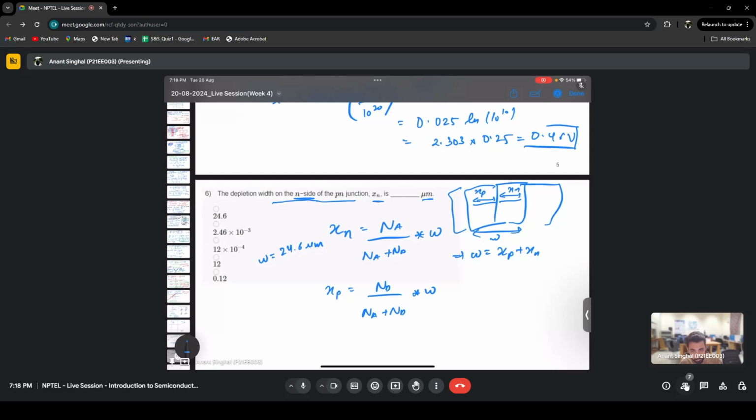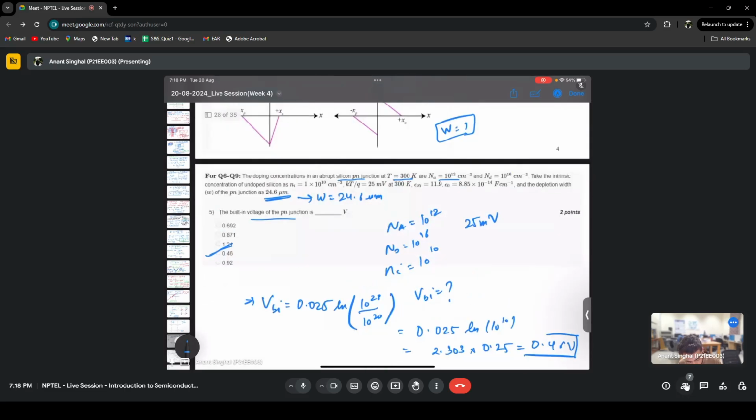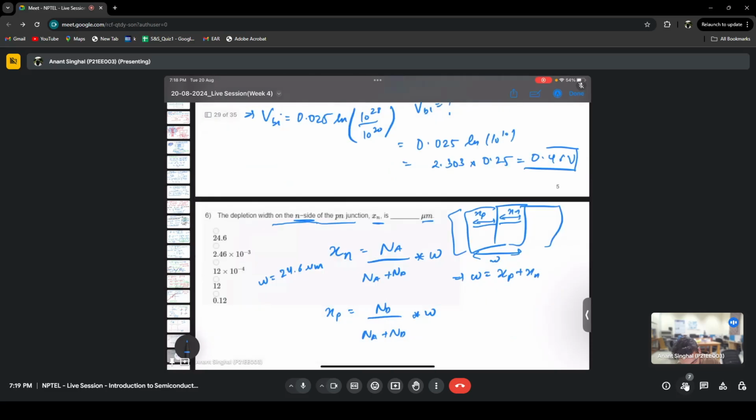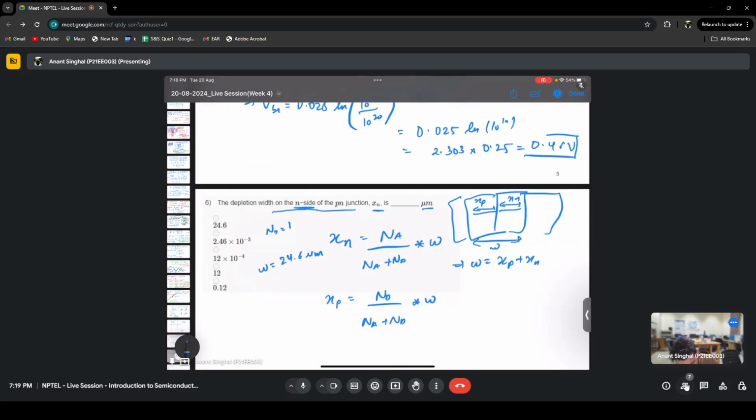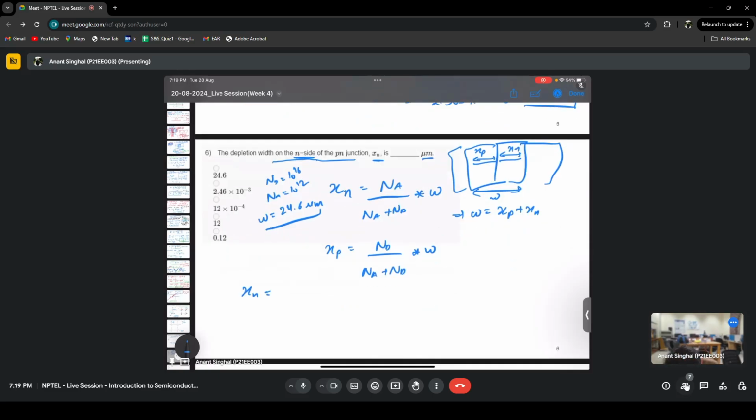The values are the same as in the previous question. Yeah, the question is the same. Nd, okay, I'll write again. Nd was 10 raised to 16, Na was 10 raised to 12. The total width given is 24.6 micrometer. Let me try to write it myself now.